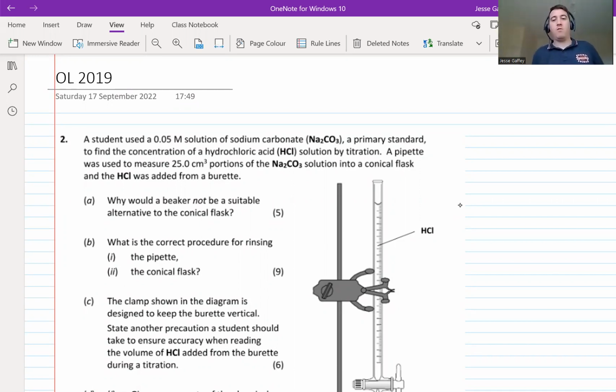We're going to jump straight in. We're going to try and fly through this. Like I say, I reckon a higher level student should do this in 10 to 15 minutes. An ordinary level student may take the full 20 minutes.